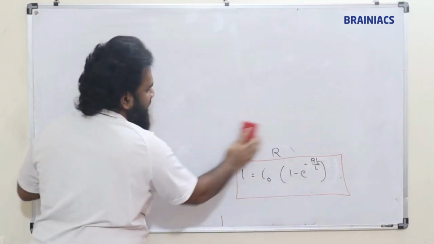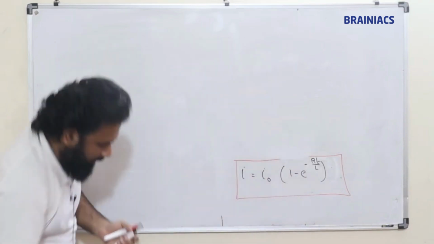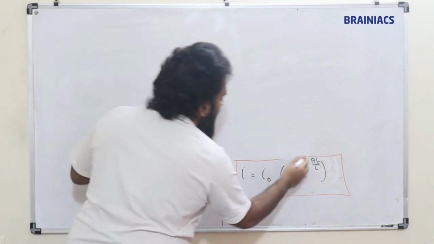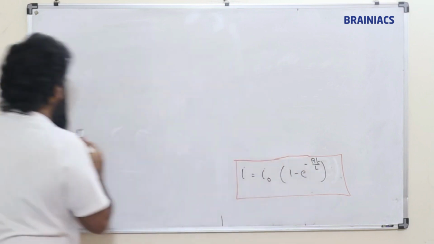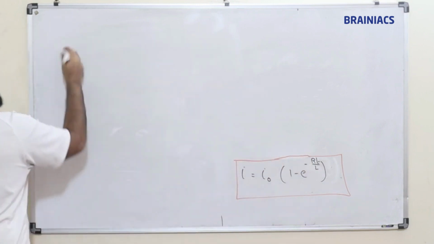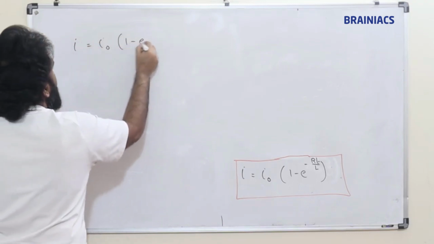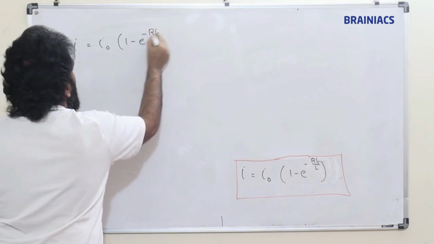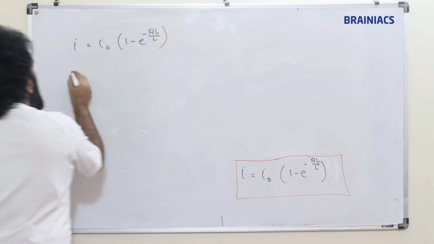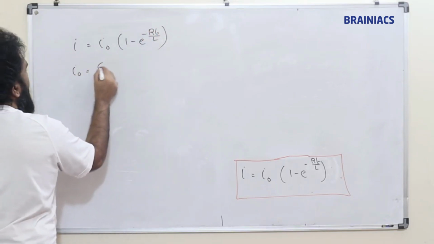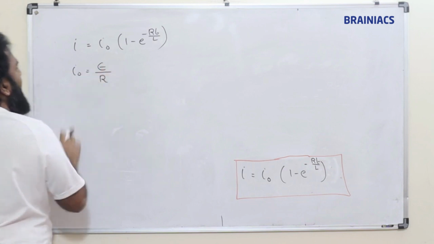Okay, so this is the expression for current in the inductor. So I is equal to what? I is equal to I naught into 1 minus e raised to minus Rt by L, where I naught is nothing but the maximum current, E by R.